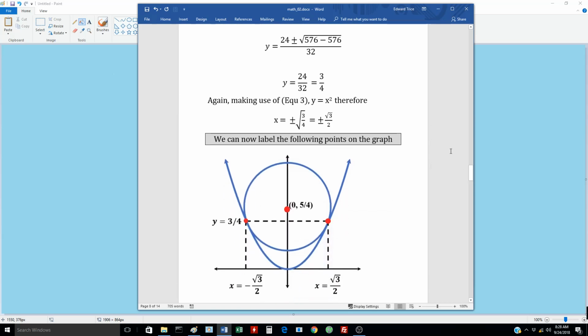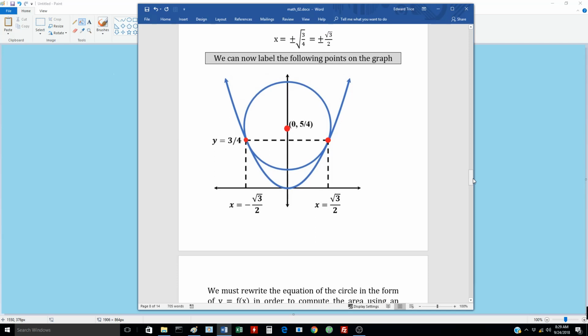Again, it's making use of equation 3, y equals x squared. This 3/4 on the y-axis is actually what x squared is. So x is plus or minus the square root of y. So you get plus or minus square root of 3 over 2.